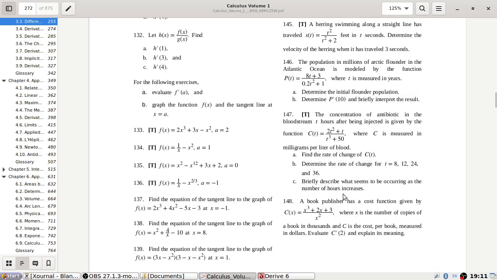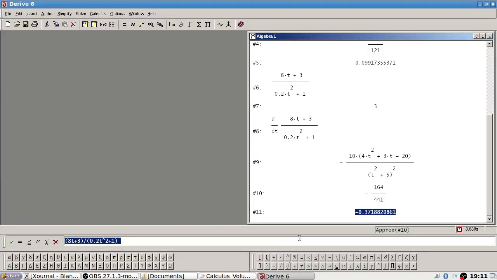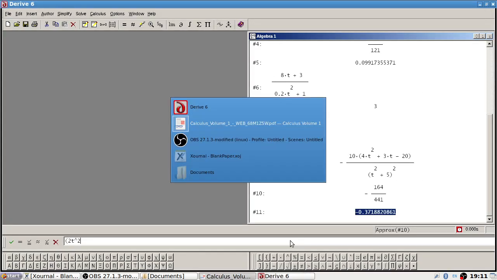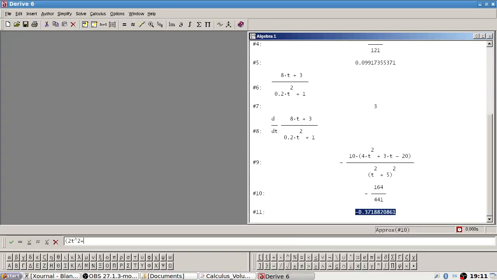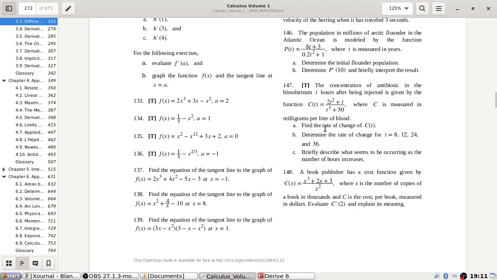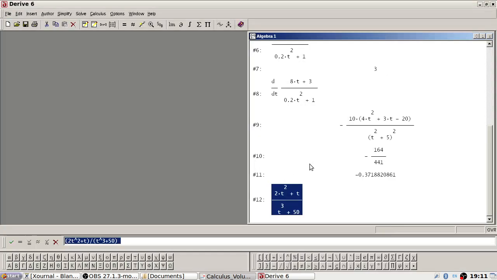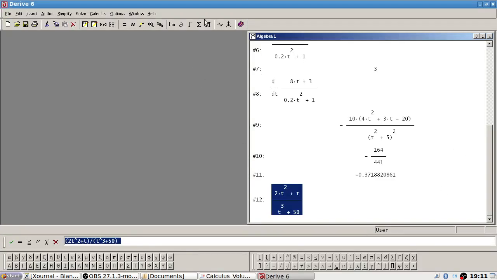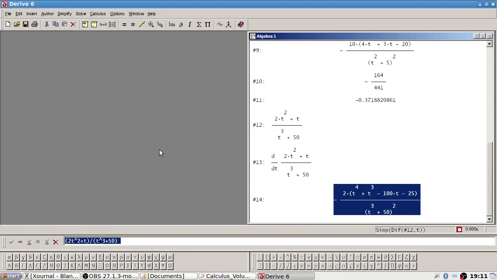Okay. 147. e cubed plus 50. Okay, so 2t squared plus t. It's a concentration of an antibiotic t hours after being injected, in milligrams per liter of blood. Calculate the rate of change. No problem. There it is there.